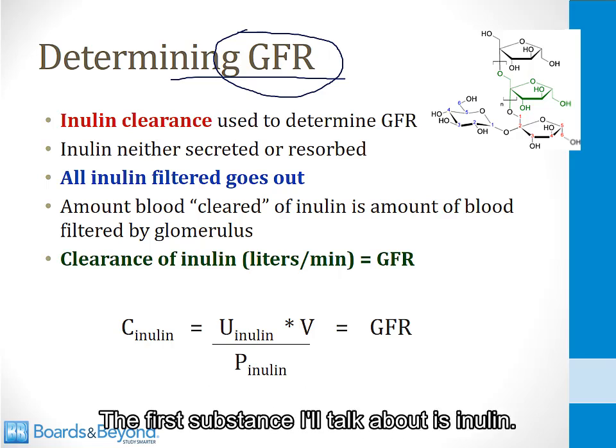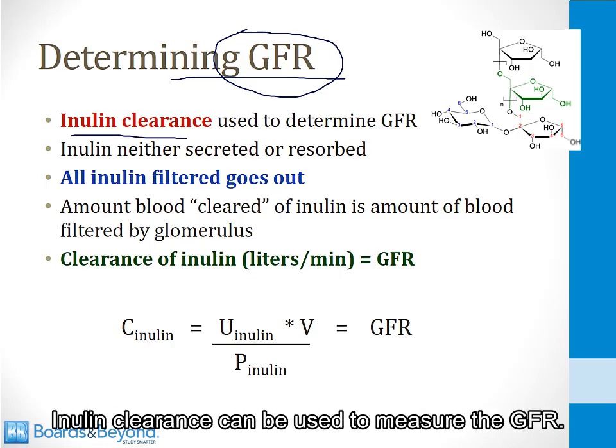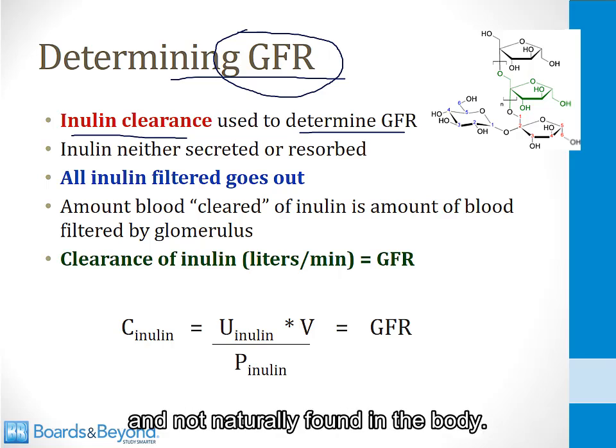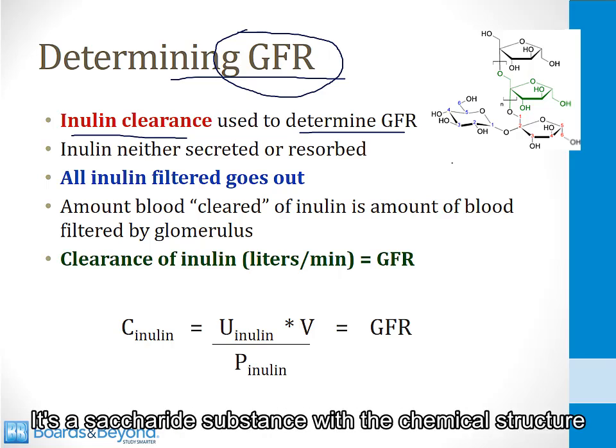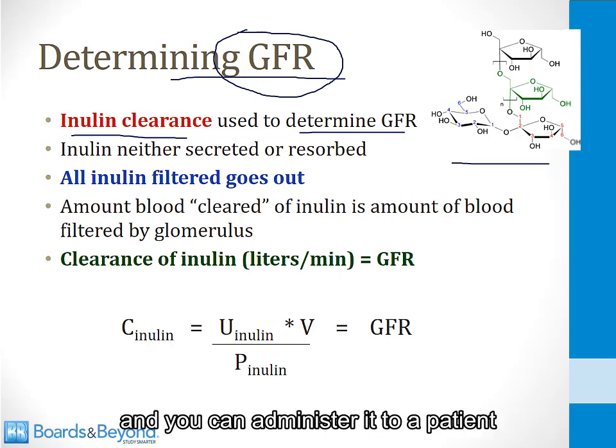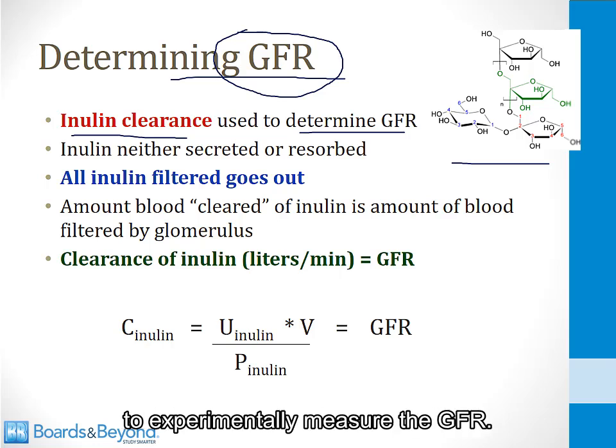The first substance I'll talk about is inulin. Inulin clearance can be used to measure the GFR. Inulin is not naturally occurring and not naturally found in the body. It's a saccharide substance with the chemical structure shown on the screen, and you can administer it to a patient and determine the clearance of inulin to experimentally measure the GFR.